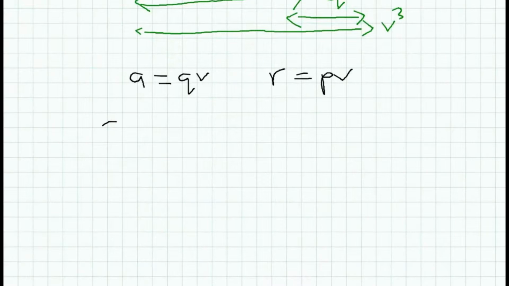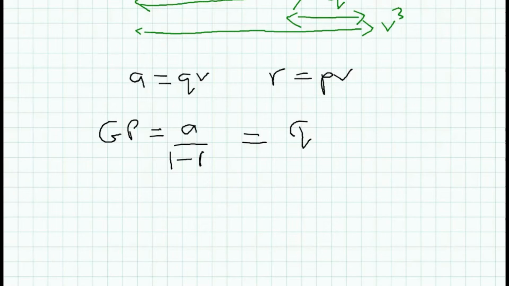Now we shall start working the proof out. Since we have a GP, we will use A over 1 minus R. Since the geometric progression, as said before, goes on to infinity and does not have a defined end term, by substitution, A is equal to QV and R is equal to PV.